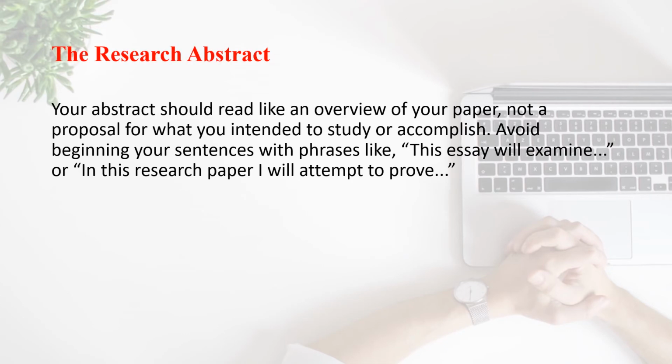We have been discussing earlier that the abstract should be written after conducting the study. So your abstract should function like an overview of your paper, an outline of your paper, and not a proposal for what you intend to study or accomplish. These are some of the major errors being done when writing a research abstract. Avoid beginning your sentences with phrases like "this essay" or "this study will examine the following." Another is "in this research paper, I will attempt to prove." This defeats the purpose of the abstract, which states that you have already finished your research. Again, try to observe the following statements in order to avoid these mistakes.